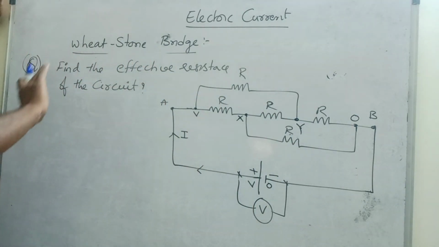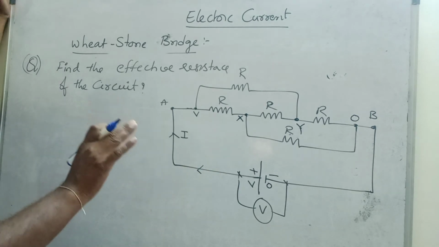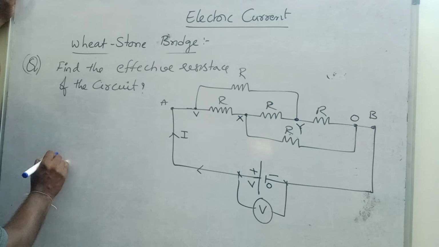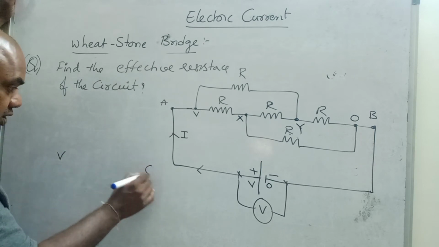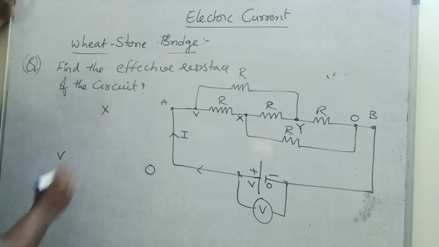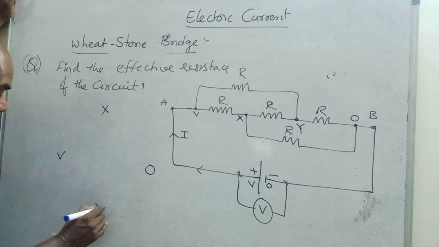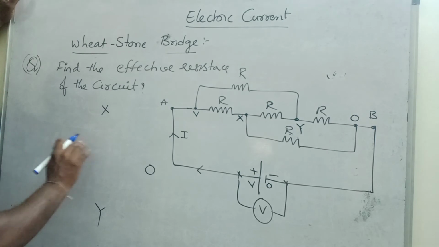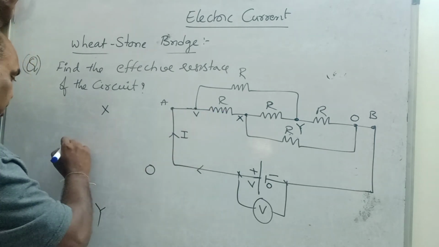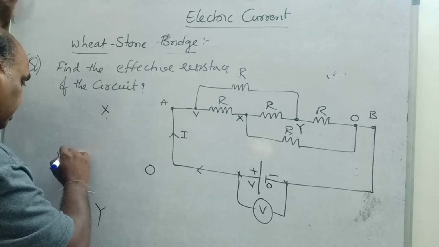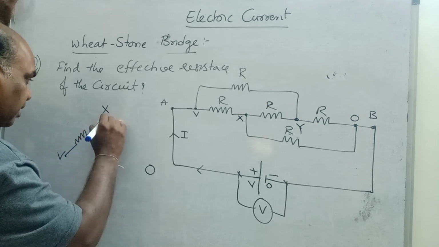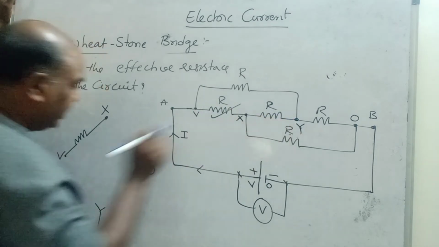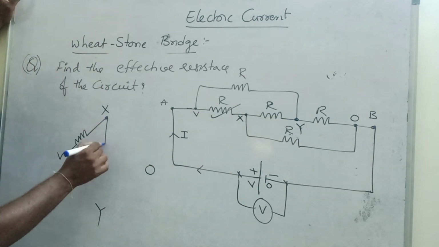Now I am trying to convert this total circuit into a Wheatstone bridge. Total how many potentials are there? Here V potential is there, here 0 potential is there, X upwards I am writing and Y downwards I am writing. In between V and X, one resistor is there. This is the V point, this is the X point. In between V and X, one resistor. This one is completed. Next, X and Y, one resistor is there. This is X and Y.